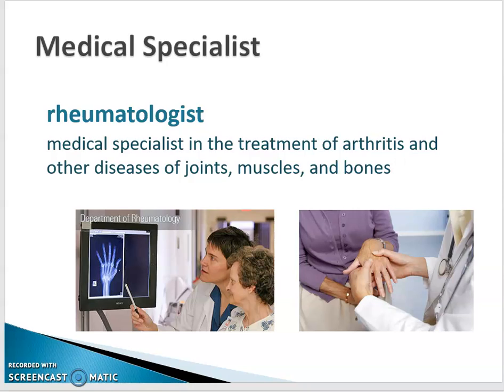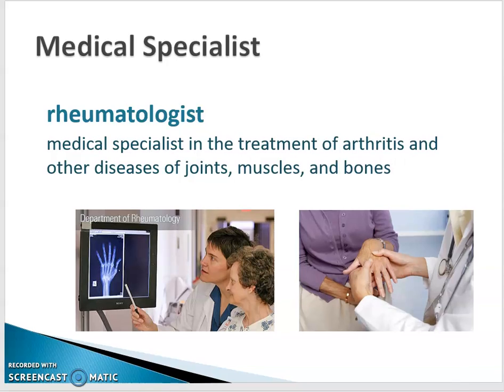So here we have another form of specialty that's associated with musculoskeletal pathology, and it's a rheumatologist. These are medical specialists in the treatment of arthritis and other diseases of joints, muscles, and bones. So it's kind of coming at a random point, but we're talking about displacement of joints and things like that, so it kind of fits.